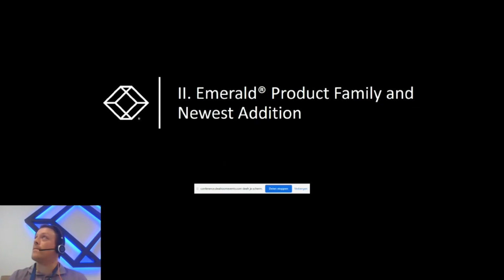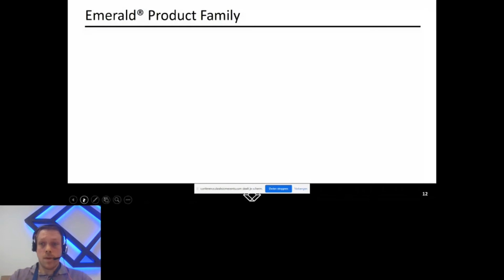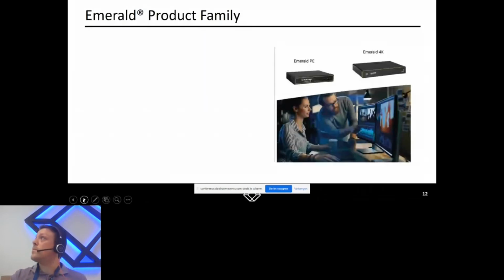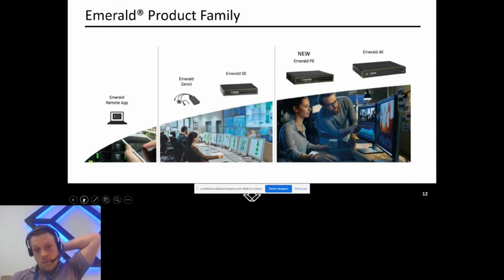Okay, thank you, Jeremy. If we can go to the next slide, I'll take us through the various pieces of hardware available and some of the specs, but I'll try to get through it quickly because I can see we're running out of time a bit. There are four main parts to the Emerald family. I'll start off with the Emerald Remote app because that's where we just left off with Jeremy.